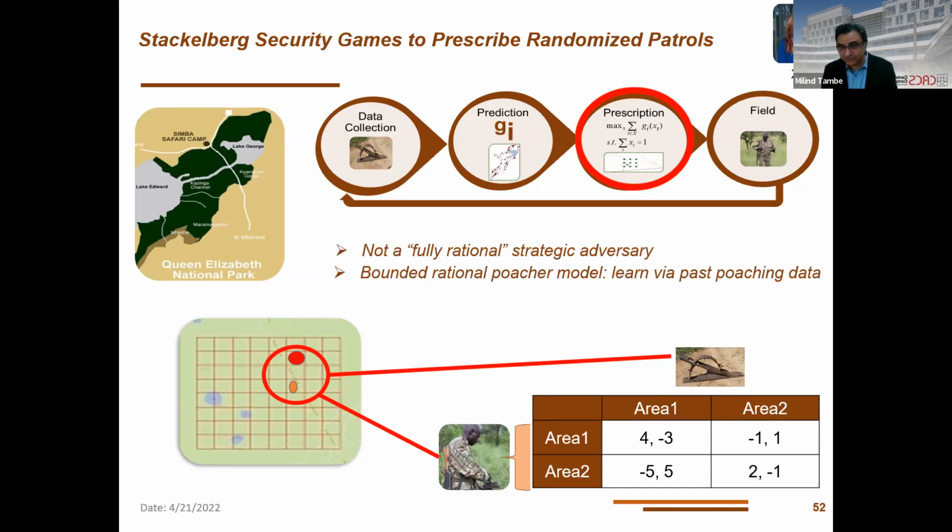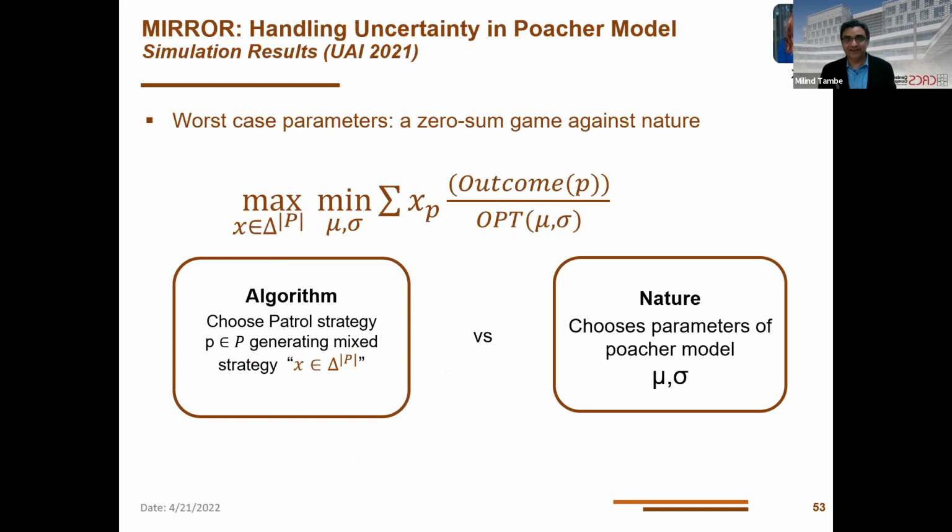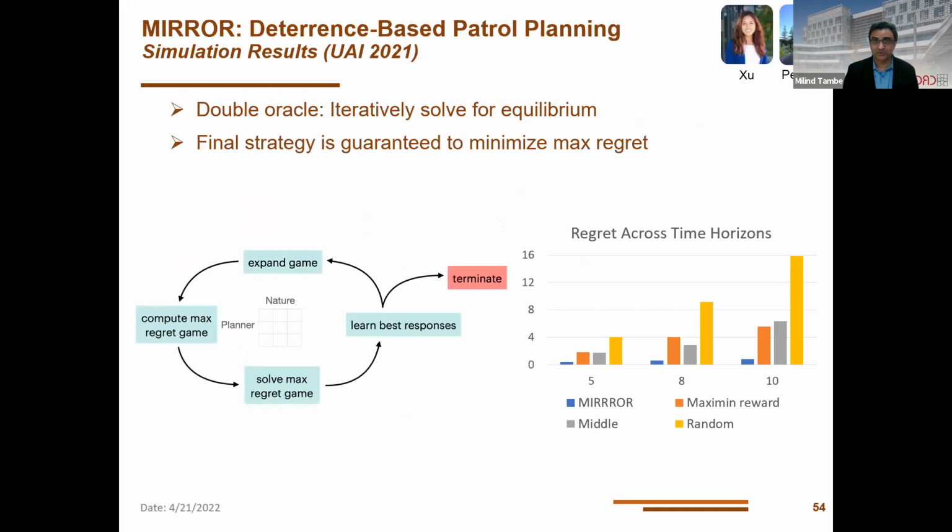So now how to solve this game when you have this boundedly rational poacher model and the model itself is not exactly known? We do that again by casting it as a zero-sum game against nature, where our algorithm is going to choose patrol strategies for the rangers. Nature is trying to choose behavior parameters for our poachers to cause our algorithm to perform as badly as possible. Again, it's the same kind of max-min game. This was solved using reinforcement learning.